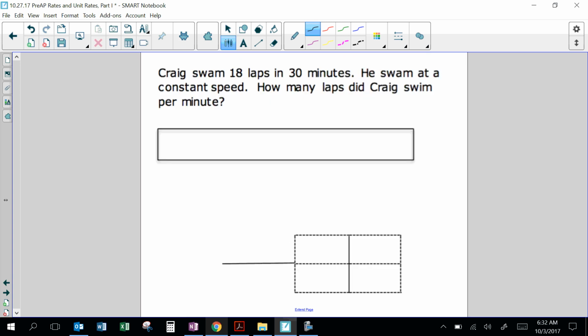And our last question. Craig swam 18 laps in 30 minutes. He swam at a constant speed. How many laps did Craig swim per minute? So this is about laps and minutes. He did 18 laps in 30 minutes. We want to find out how many laps he swam per minute, each minute, for every 1 minute.